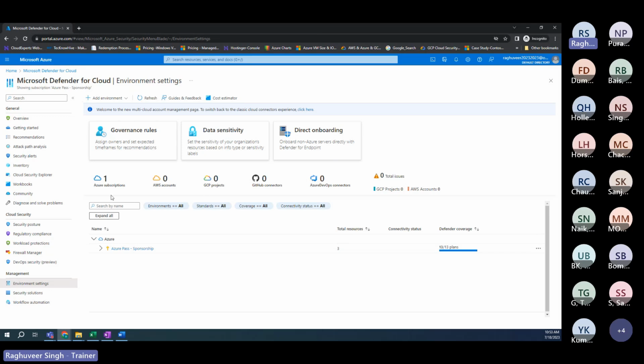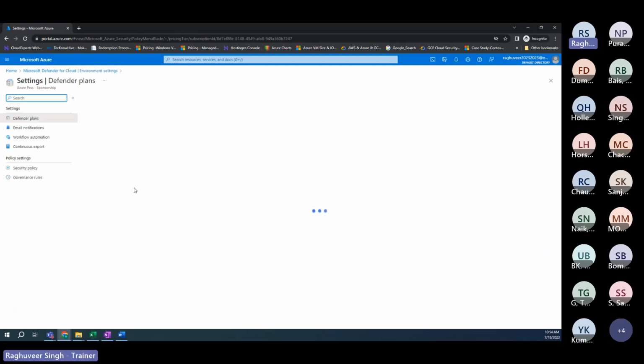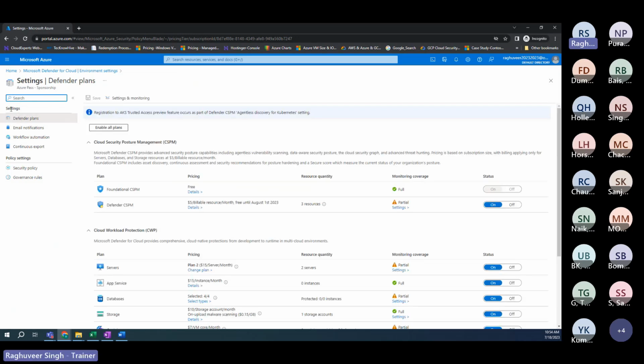Inside this window, you will see the Defender capabilities. That Defender can be used to secure AWS accounts, GCP projects, GitHub, Azure DevOps. This is the capability. And right now there is one Azure subscription, which is your Azure Pass sponsorship subscription. You need to click on this subscription. When you click on it, it opens another window that says under settings, Defender plans.